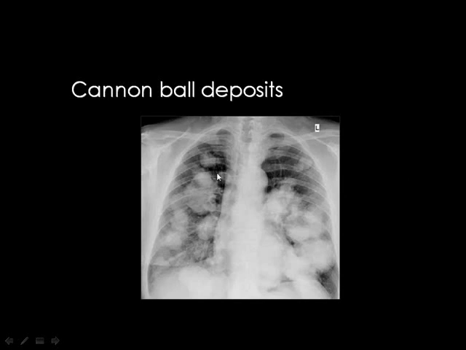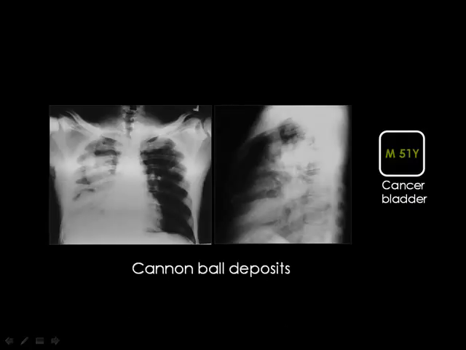Then if you see multiple masses like this, the diagnosis is easy, metastatic deposits. If they are mixed masses and nodules, they are deposits. If they are nodules only, they are deposits. Masses only, they are deposits. Multiple masses or nodules or masses and nodules should represent metastatic deposits until proved otherwise. This patient had a cancer breast. He is a male and with a cancer breast, and you can see multiple lesions in the right lung representing metastatic deposits.